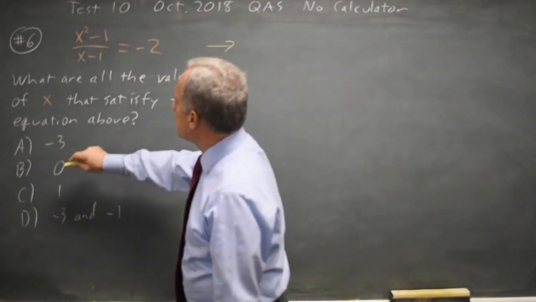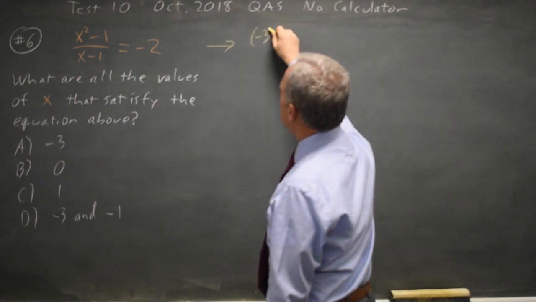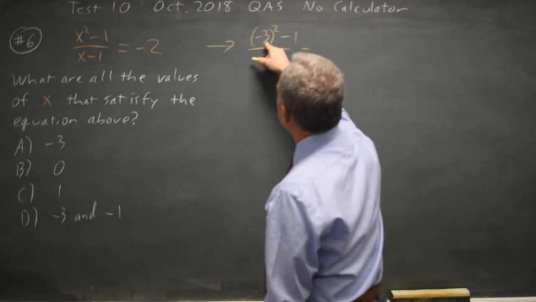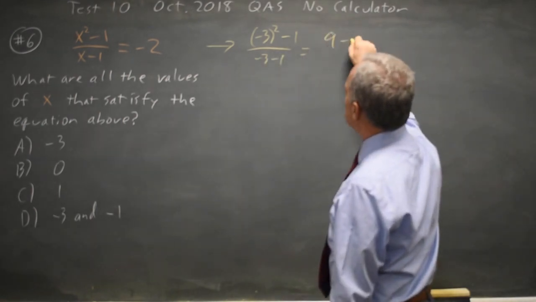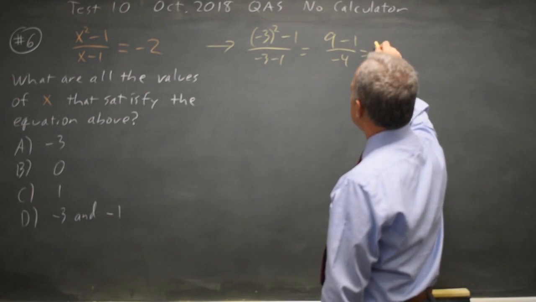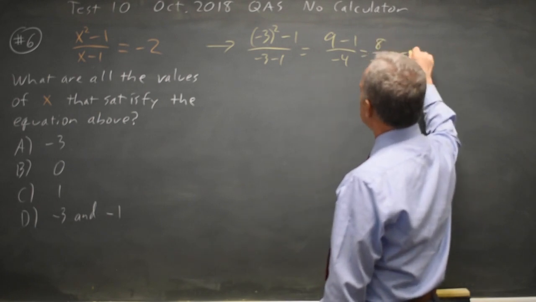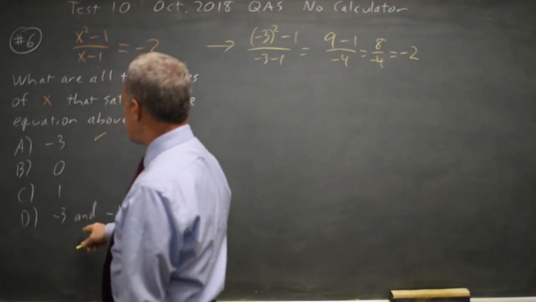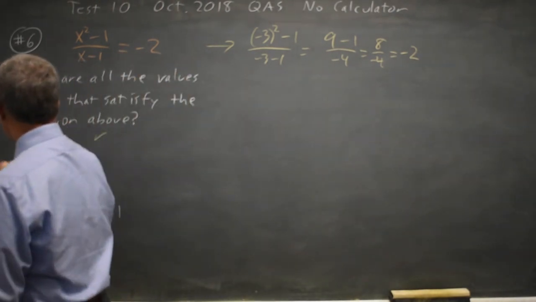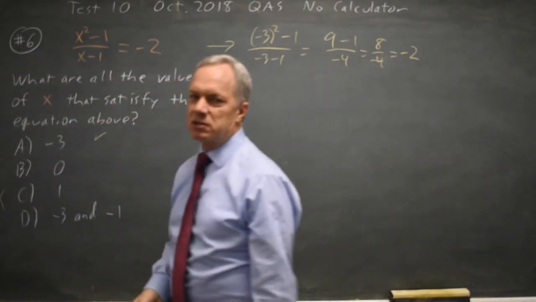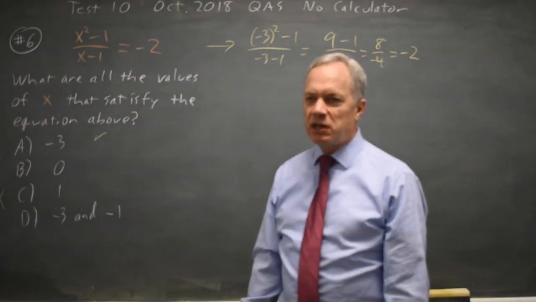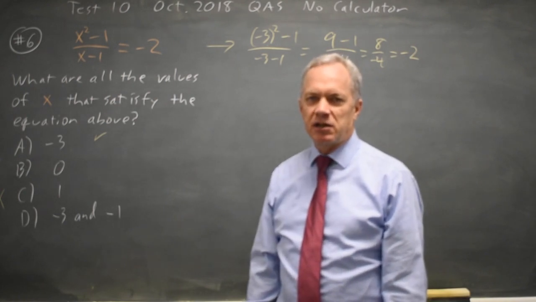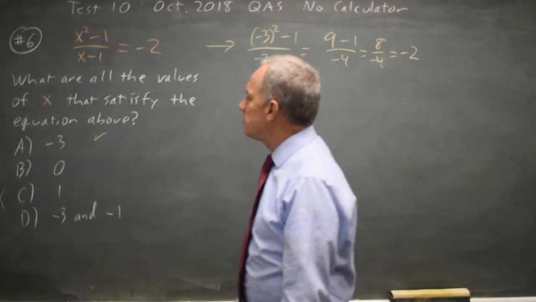So let's try choice A, -3. -3 squared minus 1 over -3 minus 1. -3 squared is 9, so that's 9 minus 1 over -4. 8 over -4 equals -2. So that does work, which means the correct answer is either A or D. B and C cannot be the correct answers because they don't include -3, and the question was, what are all the values that satisfy this equation? And -3 does satisfy. Let's plug them in anyways.